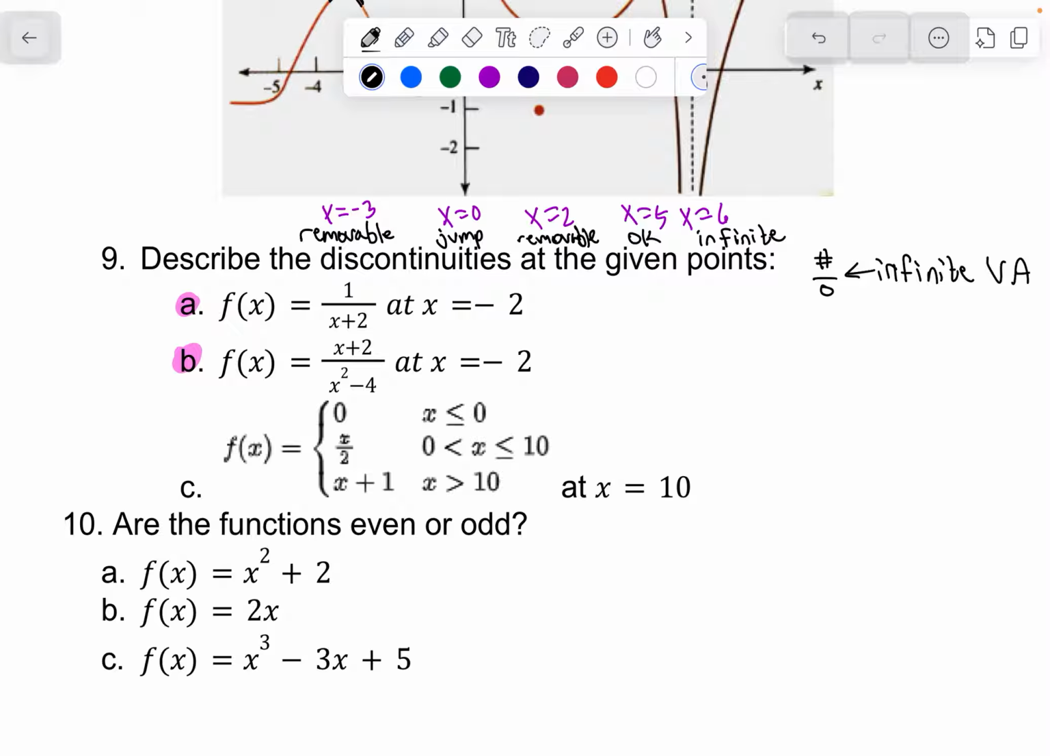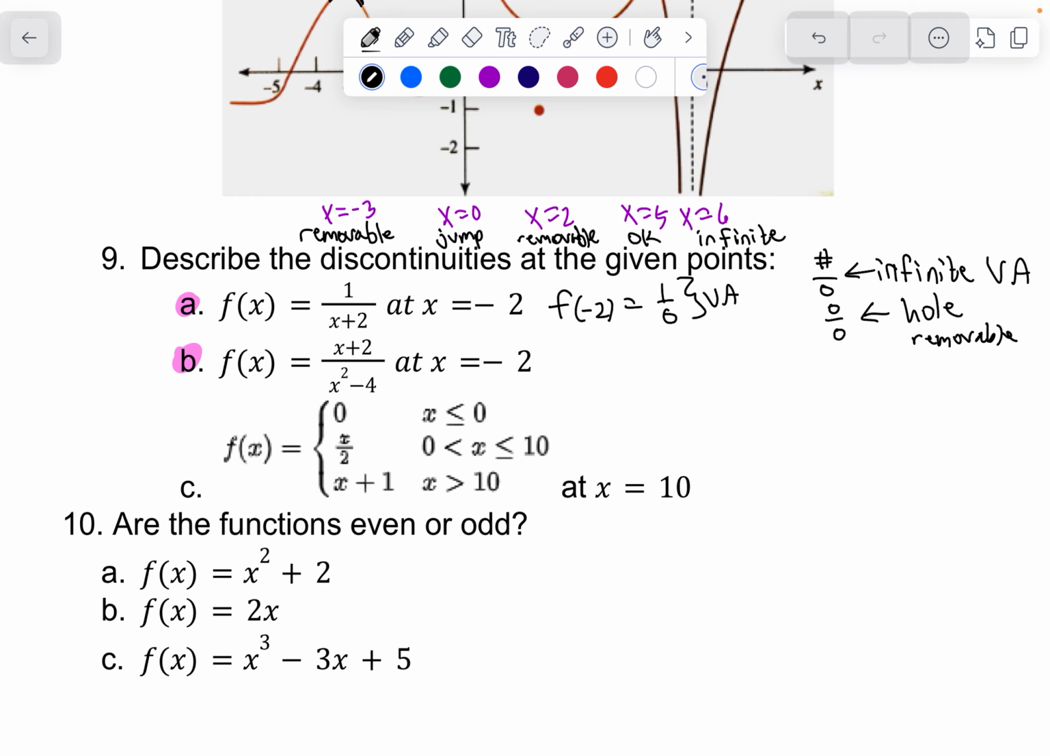But if you get 0 over 0, you actually have found a hole. You have found a removable discontinuity. So let's do A and B, and I'll show you what I mean. If I plug -2 into the function, I get 1 over 0. I just found a vertical asymptote.